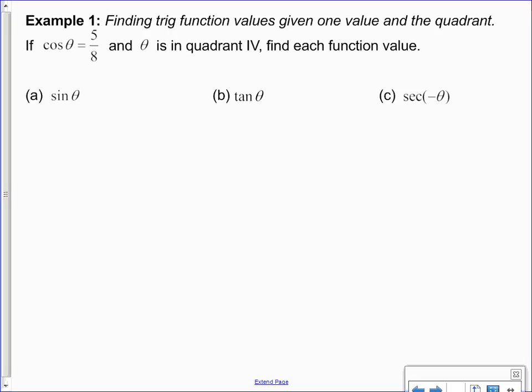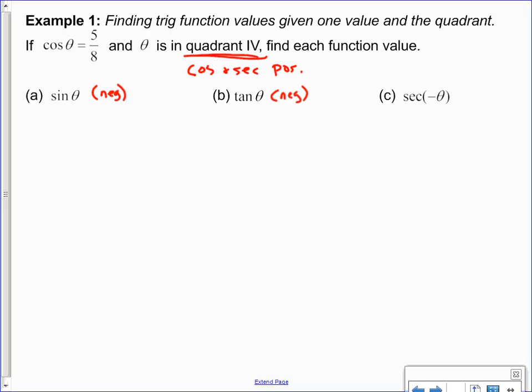Here we go. We're in quadrant 4, right? So what is positive in quadrant 4? Cosine and secant are positive. So sine is going to be negative, right? And tangent is going to be negative as well. Secant is going to be positive, and you'll see why in a second. Okay, so first, know what quadrant you're in because your answer is going to determine this.